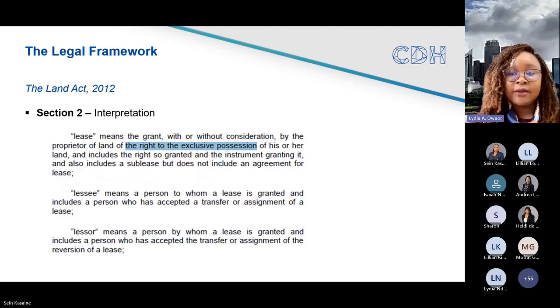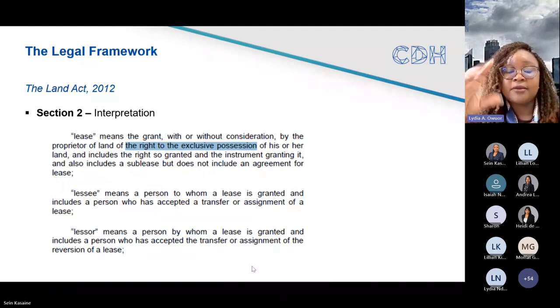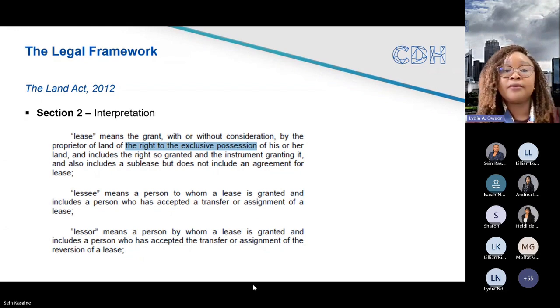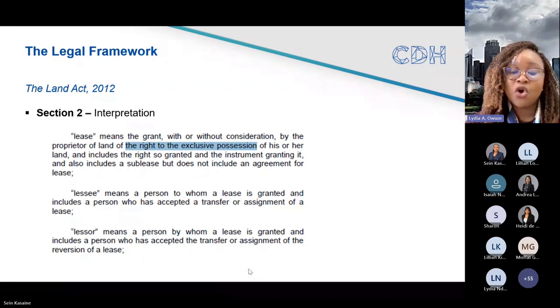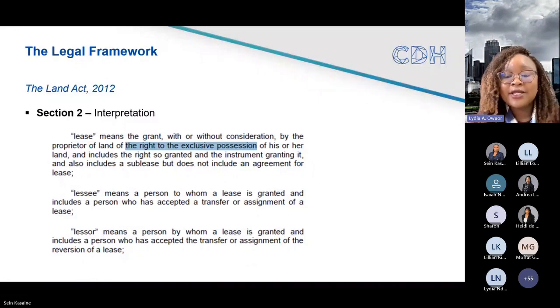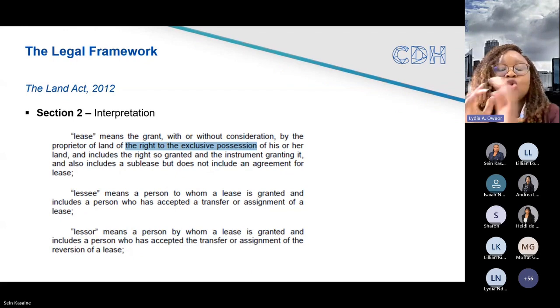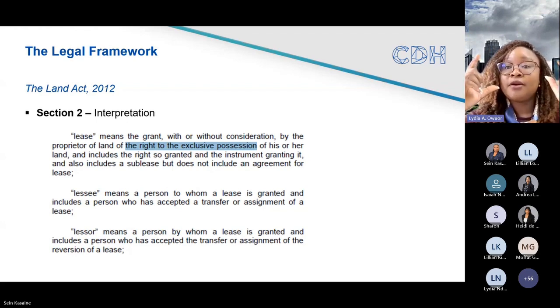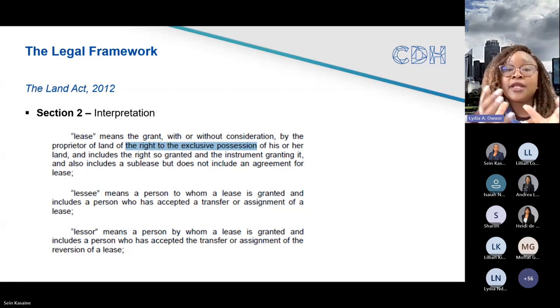So let me explain what I meant by exclusive possession, why I highlighted what you're seeing on the screen. Exclusive possession is actually the hallmark of a lease, and that's why I have highlighted it. It is the right of a tenant, and again, I will use these words interchangeably, so whenever I'm referring to a tenant, I mean the lessee. This exclusive possession is the right of the tenant to exercise control over those leased premises to the exclusion of others. But of course, subject to the agreements or covenants in the lease agreement.